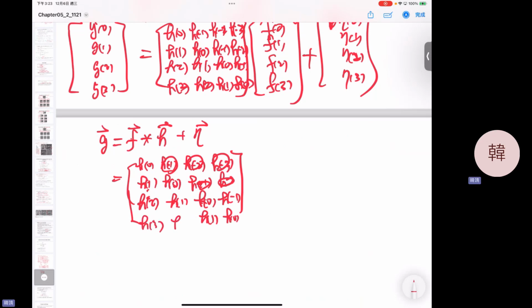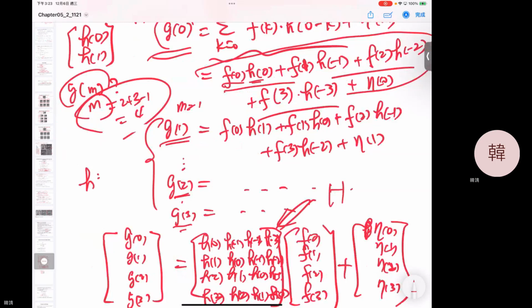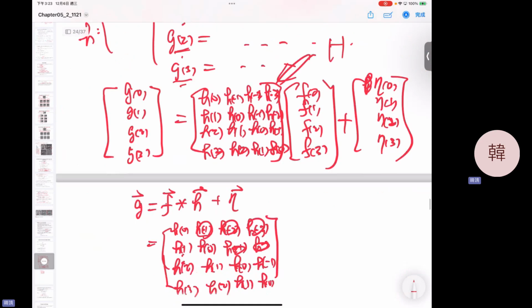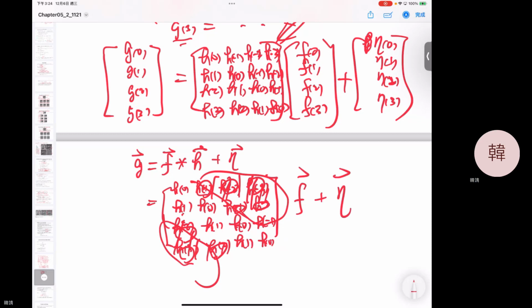Okay, so why did I write this one? Because, as I told you, H has a dimension of only 2, only H0, H1. So H2 is 0. This one is 0 as well. H3 is 0 as well. So if you see this matrix, here are 0, here are 0. It's just a band, a curve in your resulting matrix. Although you write it like this, and this is the F vector, plus the eta vector. So it becomes a very simple format.